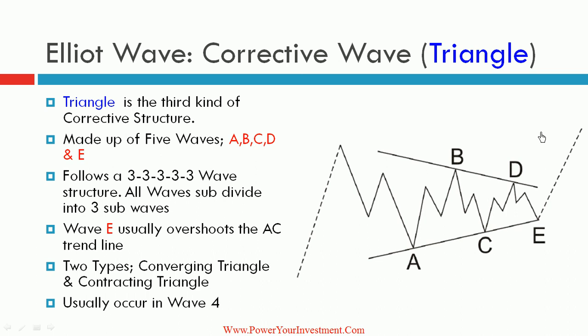Now triangles usually occur in wave 4. That means wave 4 is typically a wave which corrects the movement of wave 3. So triangles usually occur in wave 4. Again, there are primarily two types of triangles. One is the converging triangle and one is the contracting triangle.